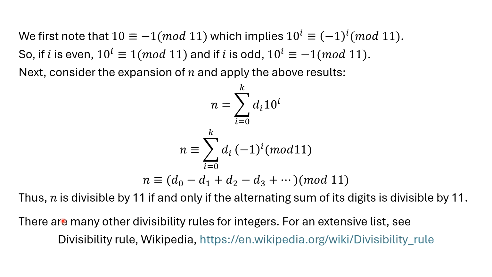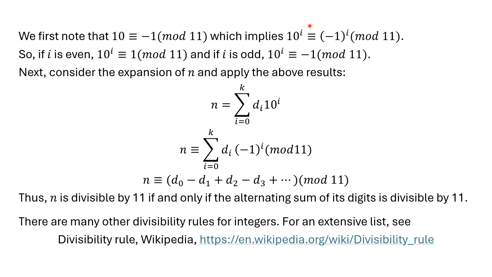Okay, so there are many other divisibility rules for integers, not just 3 and 11. It's things for 7 and 8 and 13 and 17. There's a whole bunch of them. Some of them get quite complicated and they have multiple cases. There's a nice summary of this problem in the Wikipedia article entitled Divisibility Rule, and here's the link to that article.